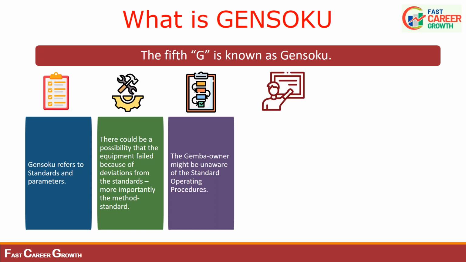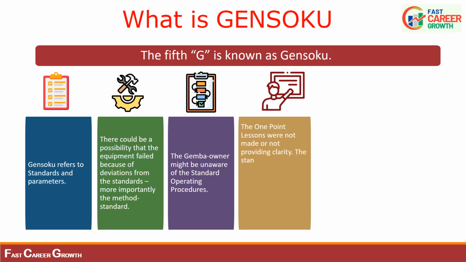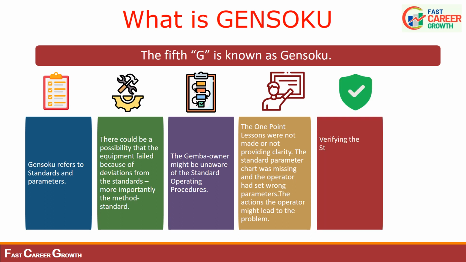The one-point lessons were not made or not providing clarity. The standard parameter chart was missing, and the operator had set wrong parameters. In short, the actions or wrong actions of the operator might lead to the problem. Verifying the standards, SOPs, OPLs, job instructions, EIAs, element instruction sheets, enables the team to identify the origin of the problem.